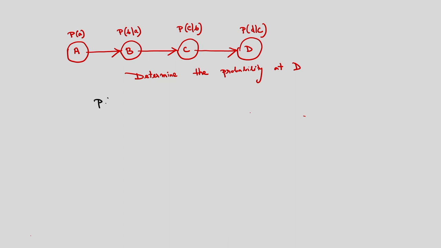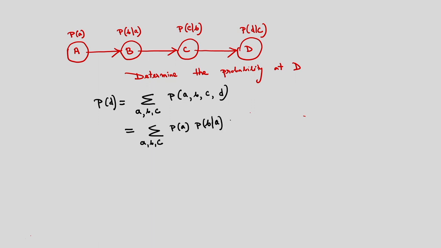So the probability of D, P(D), is nothing but the summation over A, B, and C. We have to consider this joint probability of A, B, C, and D. This joint probability can be represented by considering the chain rule: probability of A, probability of B given A, probability of C given B, and probability of D given C. Probability of D given C I can take outside here, and then another summation over B, probability of C given B.